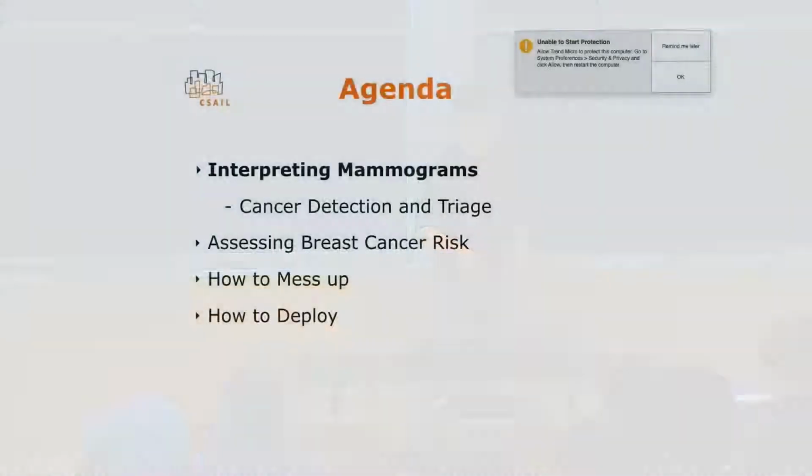So for this section, I'm going to talk about some of our work in interpreting mammograms for cancer. Specifically, it's going to go into cancer detection and triaging mammograms. Next, we'll talk about our technical approach to breast cancer risk. And then finally close up on the many, many different ways to mess up, the way things can go wrong, and how to support clinical implementation.